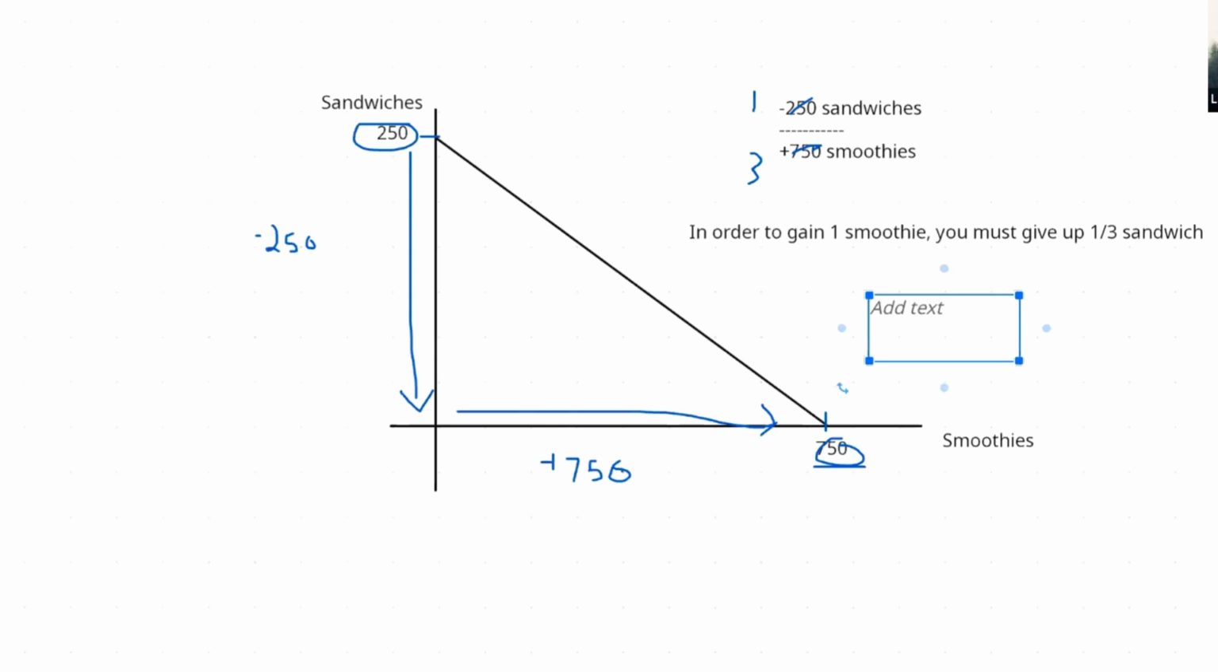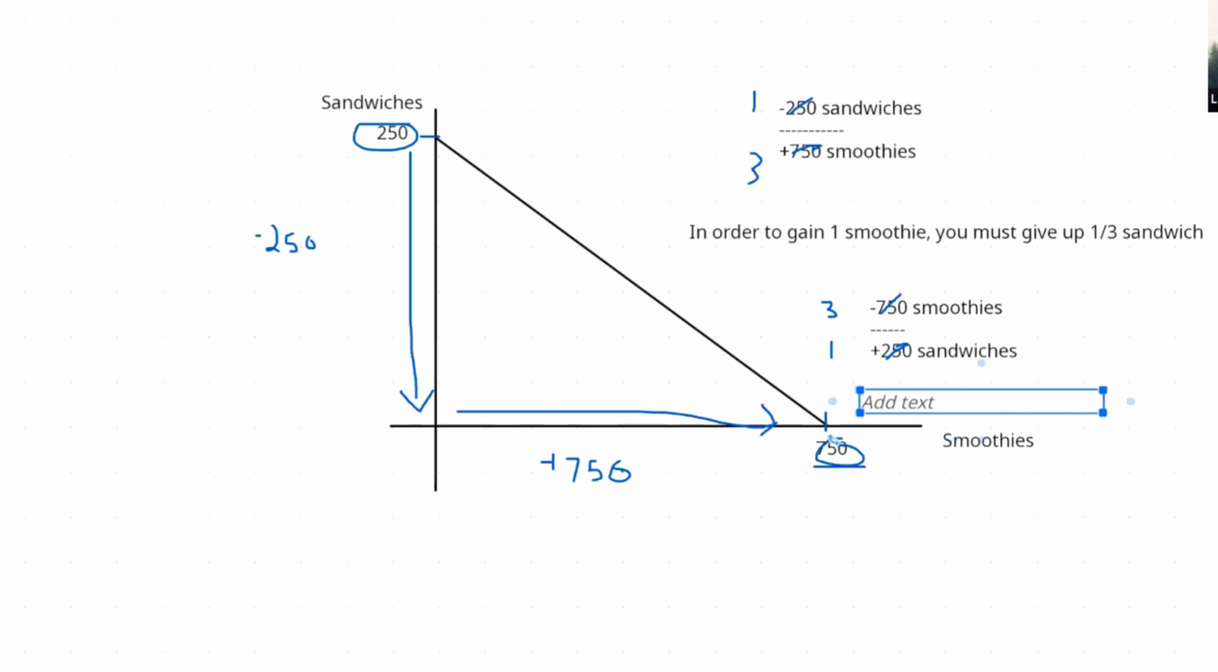So when you do this calculation, you get 3 here, you get 1 here. So the interpretation is going to be, in order to gain 1 sandwich, you must give up 3 smoothies. So that's your interpretation right there. In order to gain 1 sandwich, you have to give up 3 smoothies. So that's it. It's just the slope.